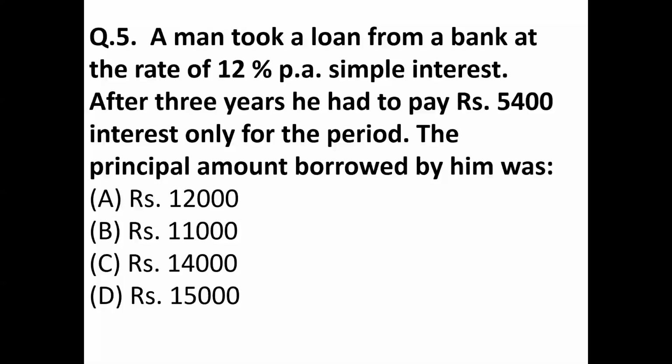So we need to find the principal amount borrowed by him, how much amount he has borrowed. I'm giving you one tricky solution, which sometimes may work. You can take any one amount as the principal amount and directly put it in the formula, that is, the SI formula PNR by 100. Put the value P as 12,000 and calculate. If you get simple interest of 5400, then that will be your answer.